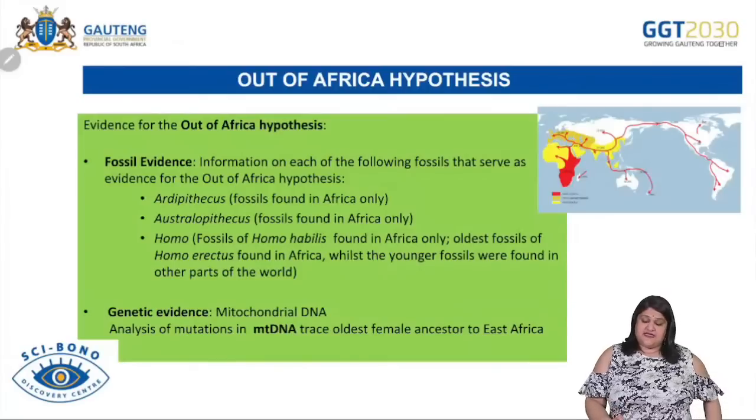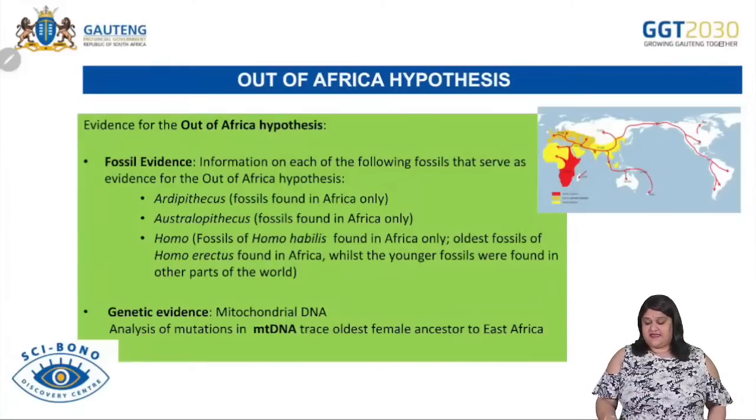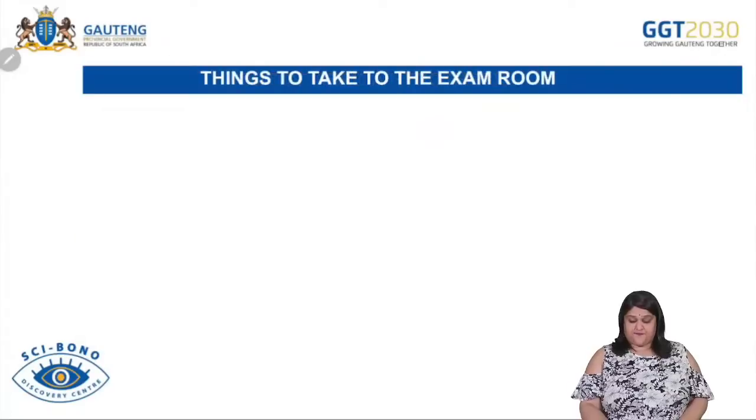And lastly, the genetic evidence, we look at mitochondrial DNA, the analysis of mutations in mitochondrial DNA. They trace the oldest female ancestor to East Africa.